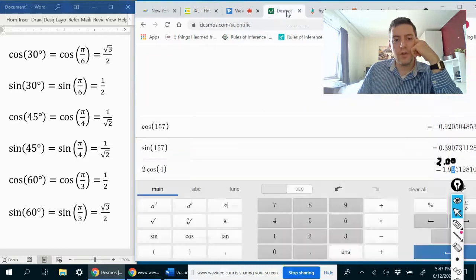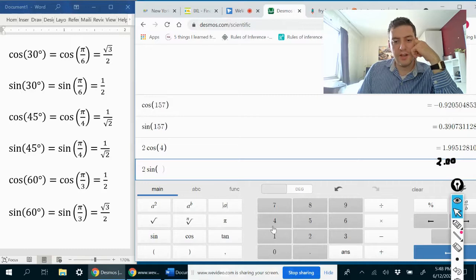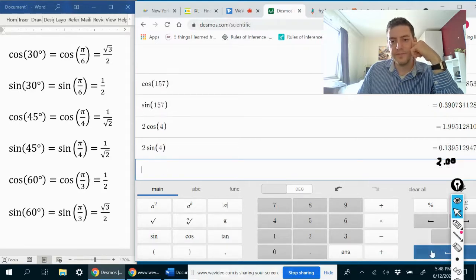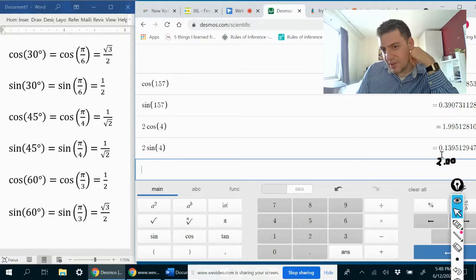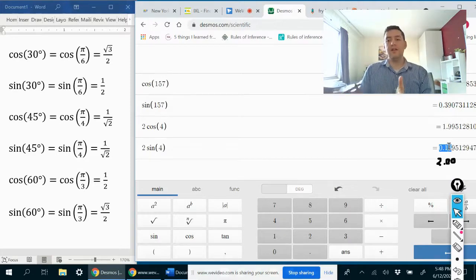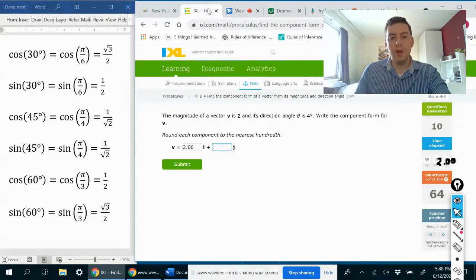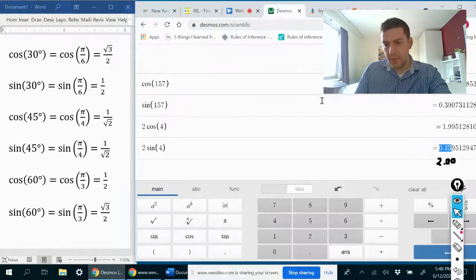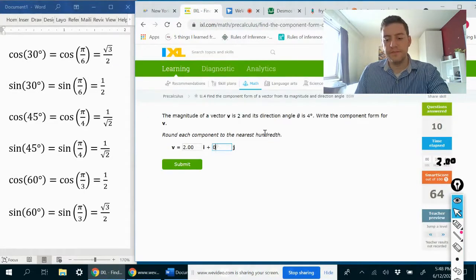And for the vertical component, we would need to do 2 times the sine of 4 degrees, which rounded to the nearest hundredth would be 0.14, because that 9 is going to bump the 3 up to a 4. Remember, anything 5, 6, 7, 8, or 9 would bump this digit up 1. 0, 1, 2, 3, or 4, we would keep this digit the same. So 0.14.